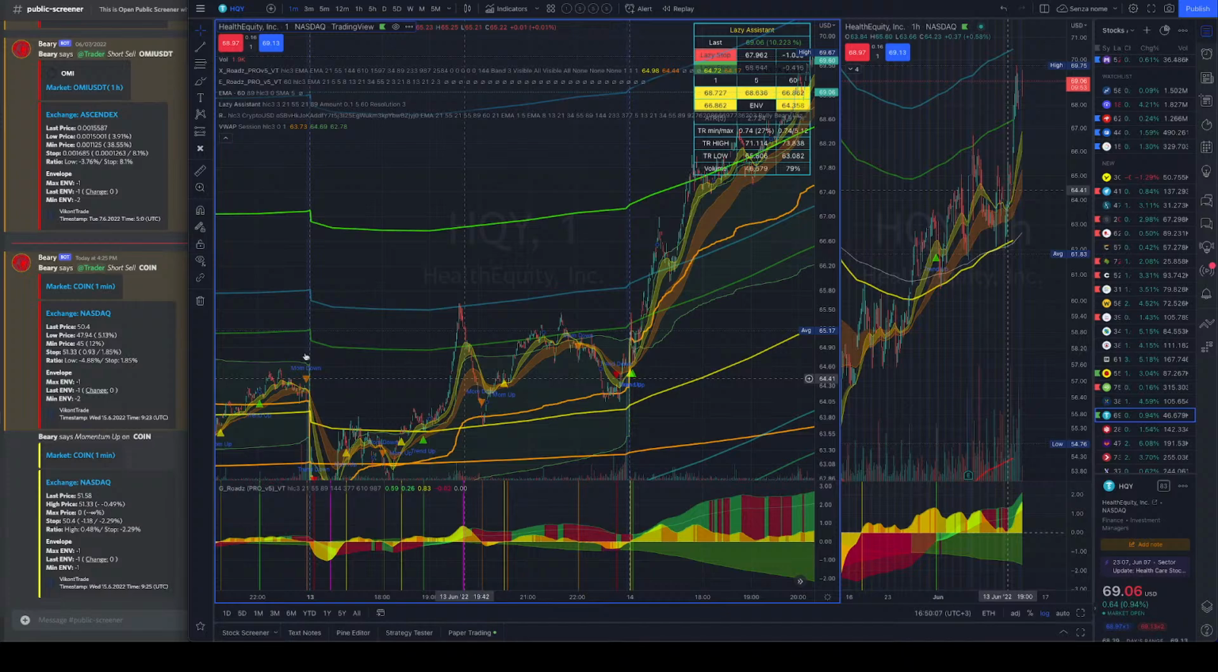Just again, so we entered. Let's see on the. This is how the setup was looking on 1 minute chart.